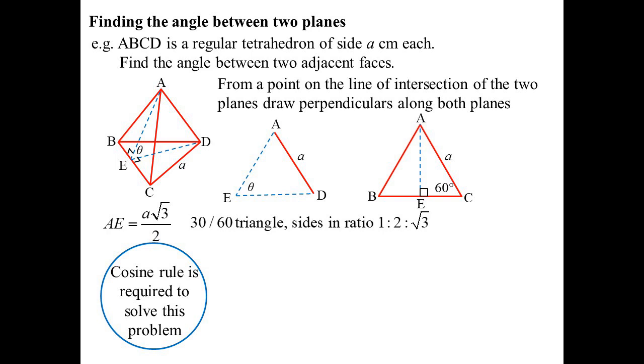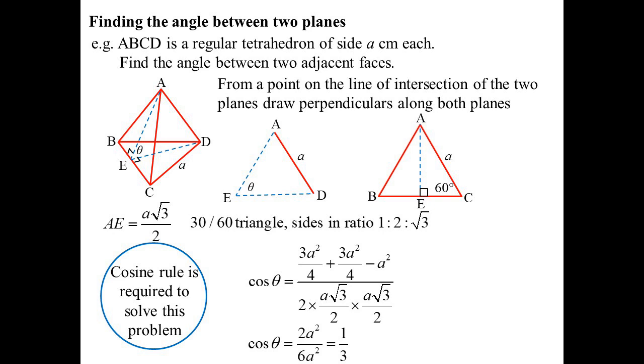I'm actually going to need the cosine rule to solve this problem. Now we'll look at the cosine rule again in a couple of days' theory, but hopefully you remember what the cosine rule is. So I sub into it. Cos theta will be 3a squared, so I'm going back to this one now. Both of these dotted blue lines will be the same length, because remember these triangles are all the same size. So it'll be 3a squared on 4 plus 3a squared on 4 minus a squared over 2 times a root 3 on 2 times a root 3 on 2, which all of that tidies up to simply be 1/3. So cos theta is 1/3. I now know the angle between them is 70 degrees 32.